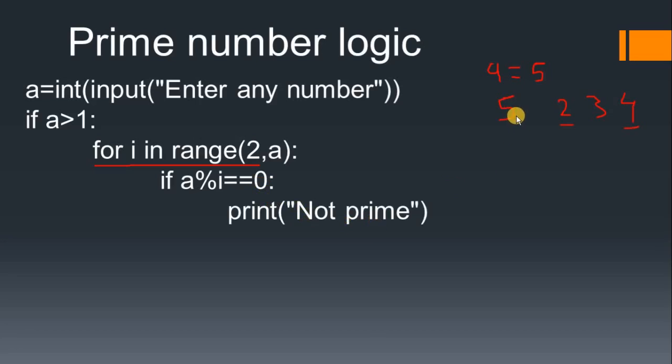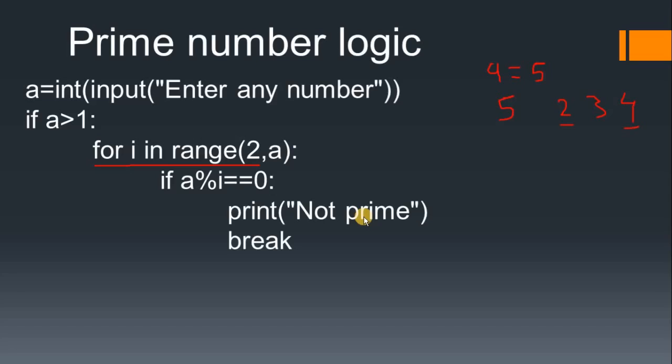Okay, so here 5 divided by 2 is not equal to 0. Again, if you divide by 3, 4, it is not equal to 0. But suppose you are entering the number 4. So 4 is divisible by 2.